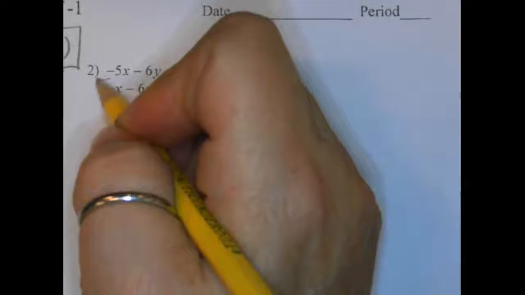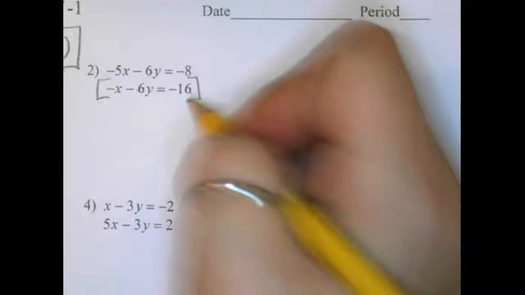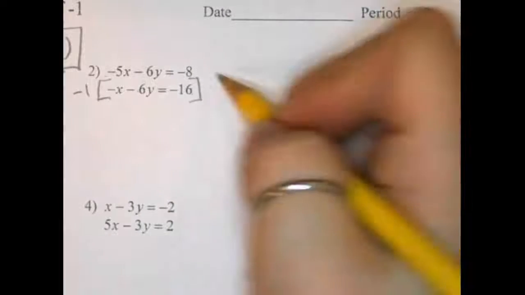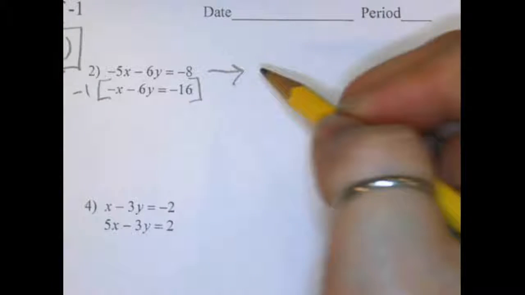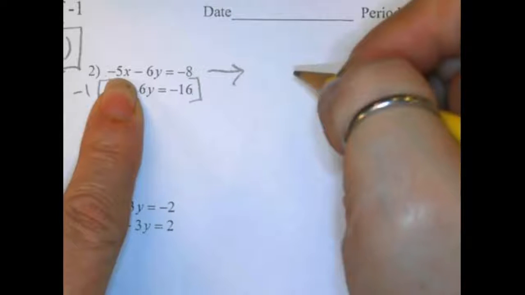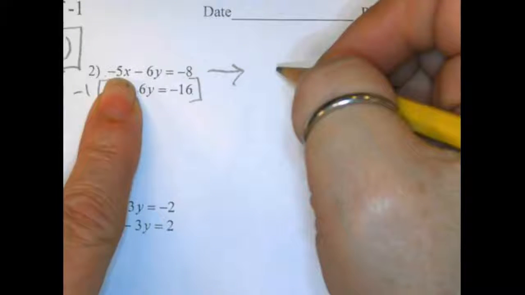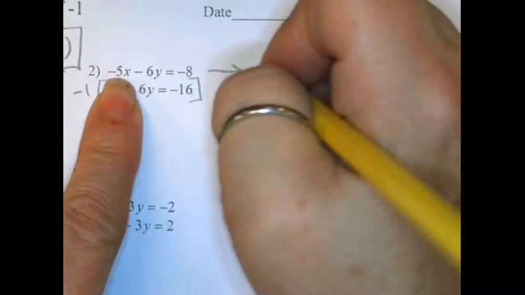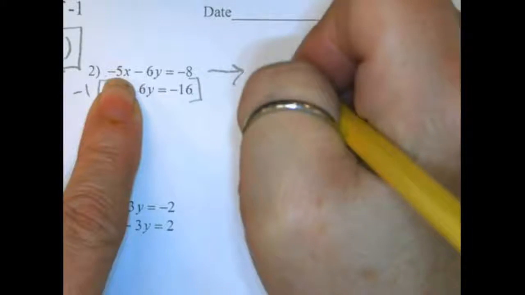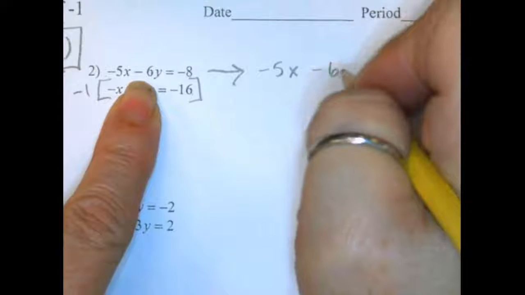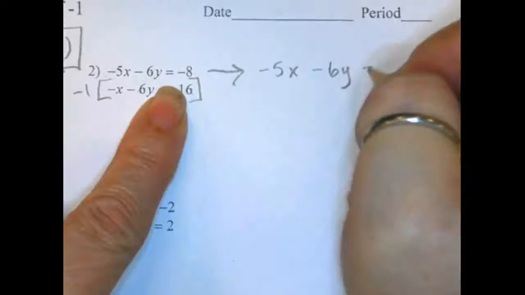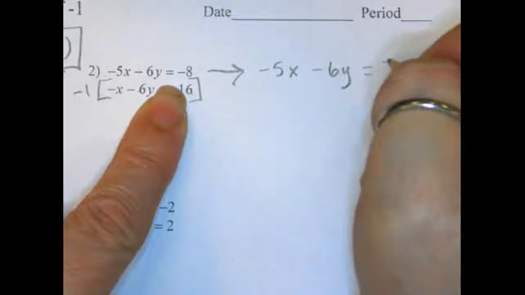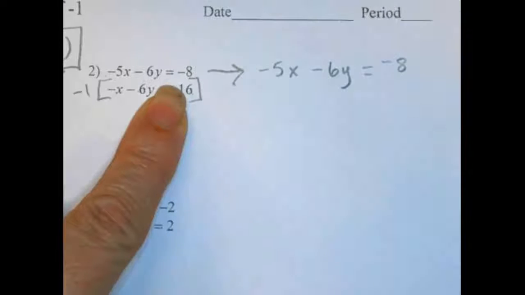So I'm going to go ahead and put brackets around this one, and I'm going to multiply it by a negative 1. First, I'm going to draw an arrow, and I'm going to bring over my first equation. Make sure you transfer it exactly the way it reads. Don't change the order, don't change the signs, don't change the numbers. Negative 5x minus 6y, excuse me, equals negative 8.